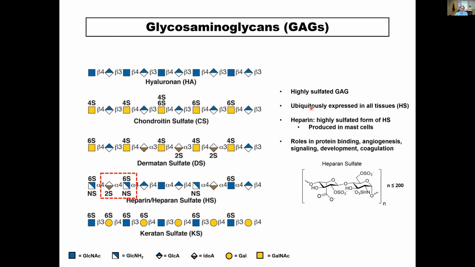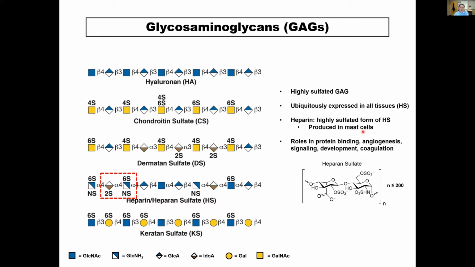So very important for many different cellular processes, and as a result, these are ubiquitously expressed in all tissues. So heparin sulfate is essential for life as well. If you don't make heparin sulfate, you will not make it past the embryonic stage as well. So I mentioned a lot of the biological roles of heparin sulfate. Heparin, again, is a more highly sulfated form of heparin sulfate that's mainly produced in mast cells.